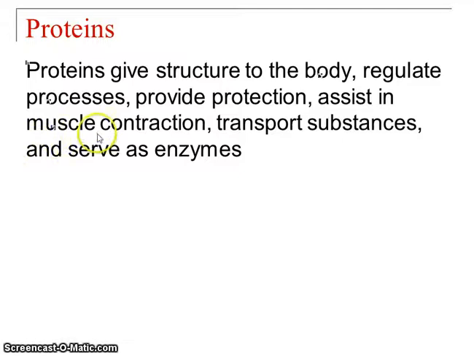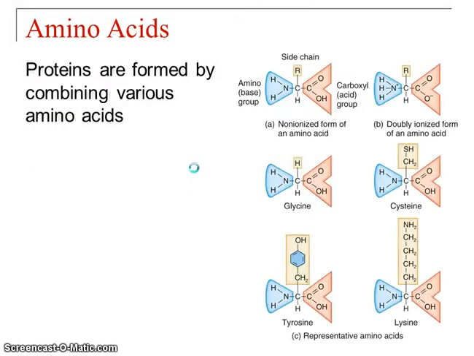We've got them for muscle contraction. They are pumps on the outside of our cells, and enzymes. Proteins are made up of amino acids. Amino acids are all very similar in structure. They've got an amino group, a carboxylic acid group, hydrogen, and then an R group. And that's where they're different. Different amino acids have different R groups. And those different R groups have different properties.